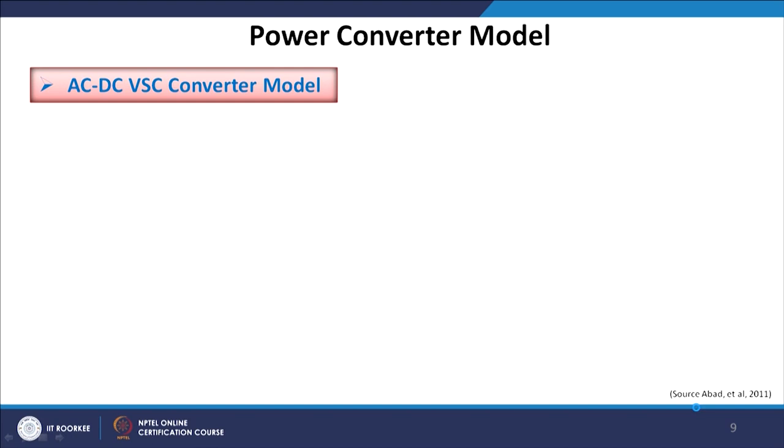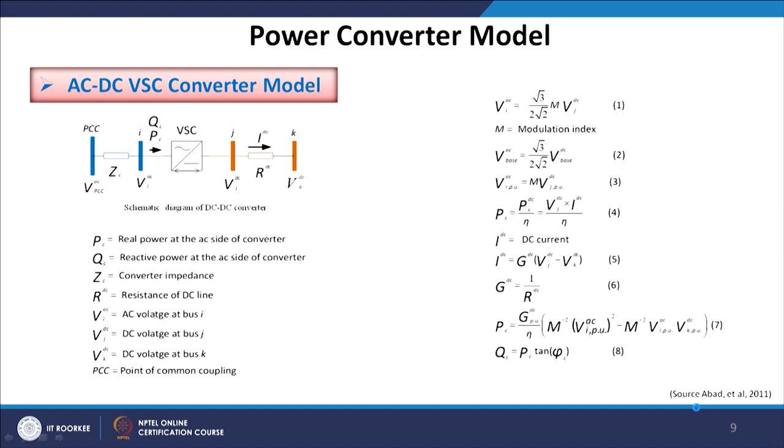Now, there are two different important models that need to be developed. The first one is the AC-DC VSC converter model, where you can clearly see the point of common coupling, with VPCC at the PCC, then we have the impedance, and then the final output voltage in AC, and then you convert from AC to DC through a VSC, and finally you experience the terminal voltage, which is VDC, and there could be a drop in my DC grid.